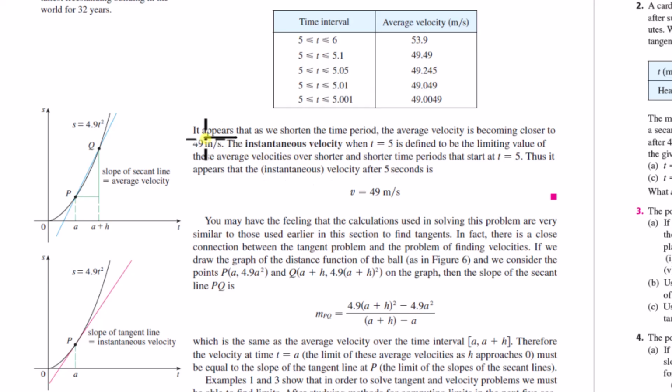Okay, but again, I want to stress, we're saying that it appears that this is the case. We haven't stated anything formally yet about how exactly limits work, right? If we're going to make a statement like this, how can we be sure that it is correct? Right now in this section, we're just going through a thought exercise about how to approach answering questions related to tangent lines, equations of tangent lines. So the instantaneous velocity when t is equal to 5 is defined to be the limiting value of these average velocities over shorter and shorter time periods that start at t is equal to 5. Thus, it appears that the instantaneous velocity after 5 seconds is 49 meters per second.